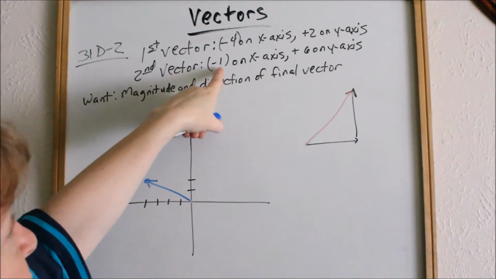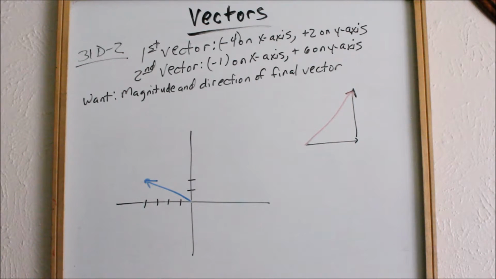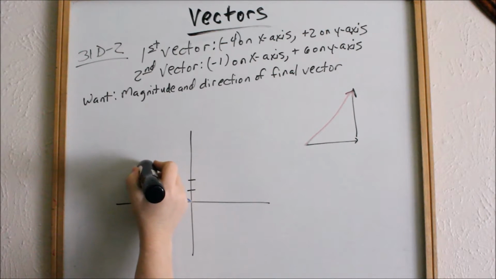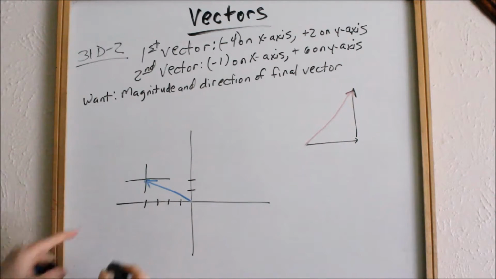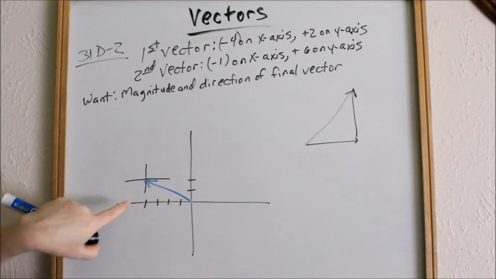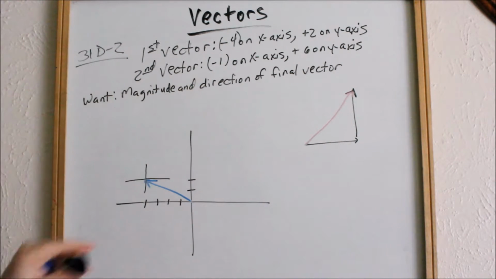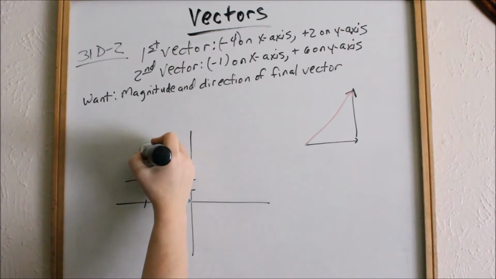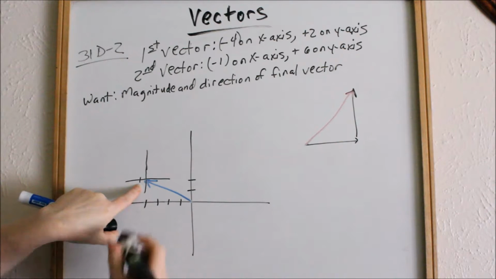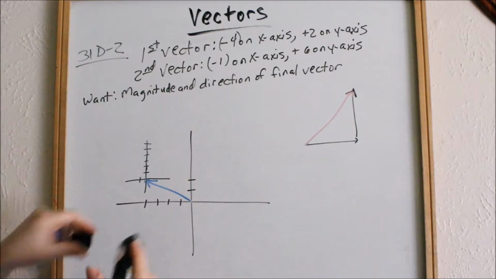Then it says my second vector is -1 on the x-axis and +6 on the y-axis. Vectors have to be drawn head to tail. How do you draw your second vector? You draw a new axis at the head of your first vector. So I'm going to draw another X and Y axis, and the tip of that head is the origin of that new X and Y axis. So going over in the -1 direction, then +6: 1, 2, 3, 4, 5, 6.